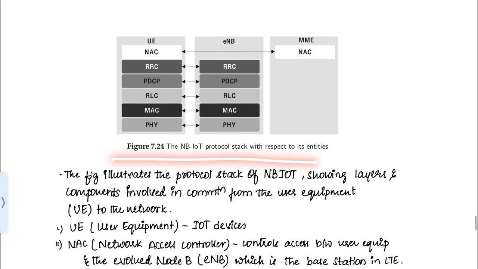Next, moving on to figure 7.24, the NB-IoT protocol stack with respect to its entities. First one we have is UE, user equipment. User equipment could be the sensors and meters that are connected to the NB-IoT network. These equipments are responsible for transmitting and receiving the data. Then we have the NAC, the network access controller. It will control the access between the user equipment and the evolved node B. So the access is being controlled here.